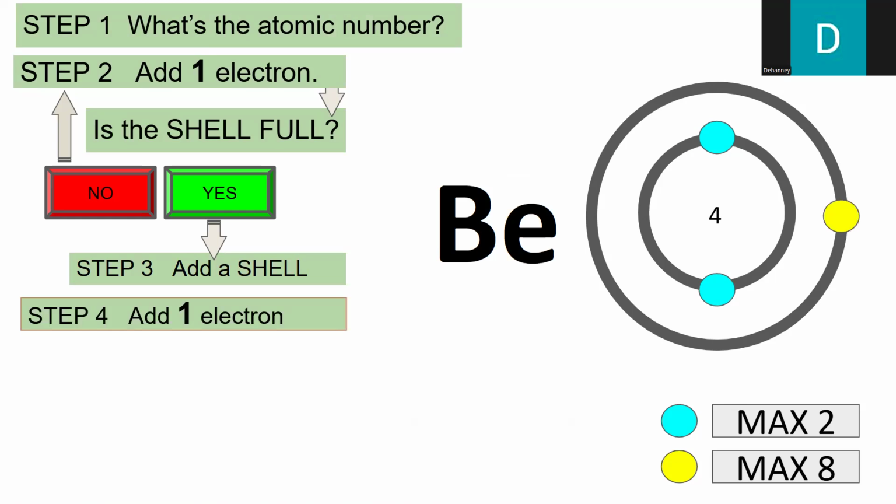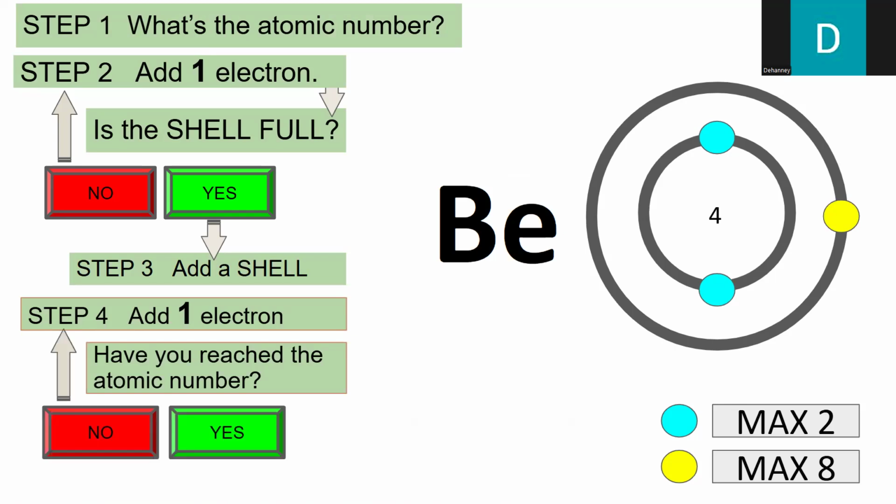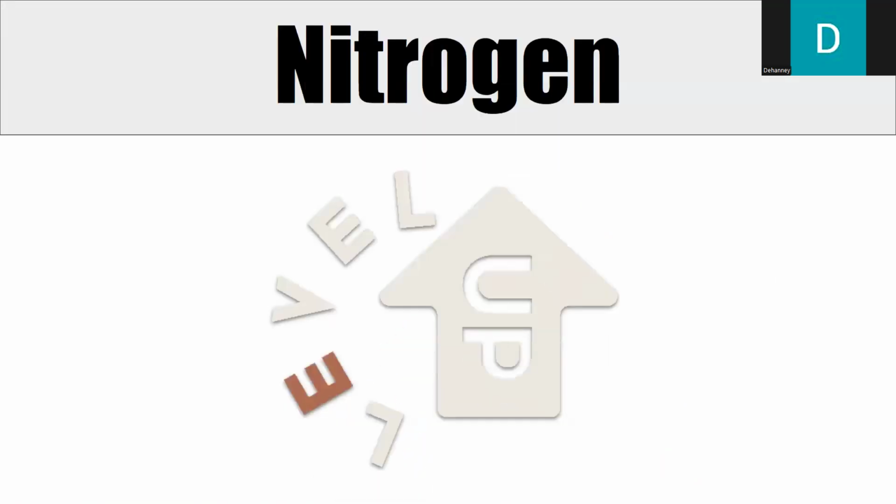Add 1 electron. Have we reached the atomic number? No. So we add another electron. Now, have we reached the atomic number? Yes. 4 electrons. 4 is the atomic number. Awesome. Let's level up. And we could go on and on and on.